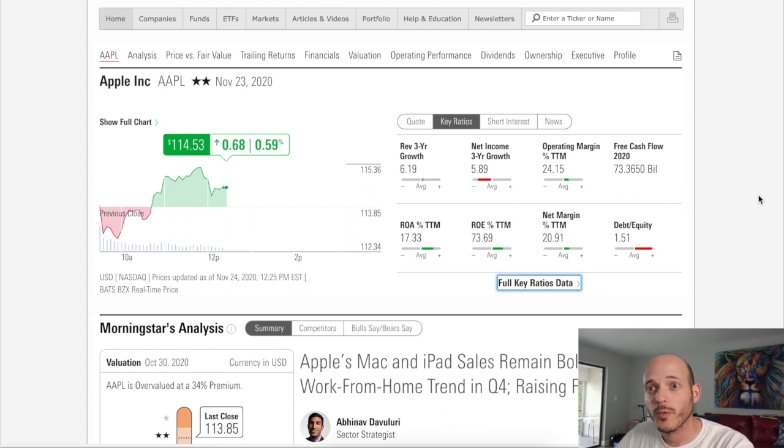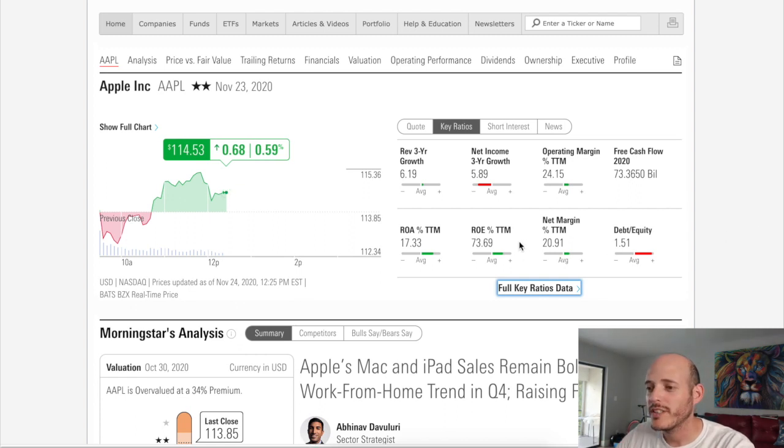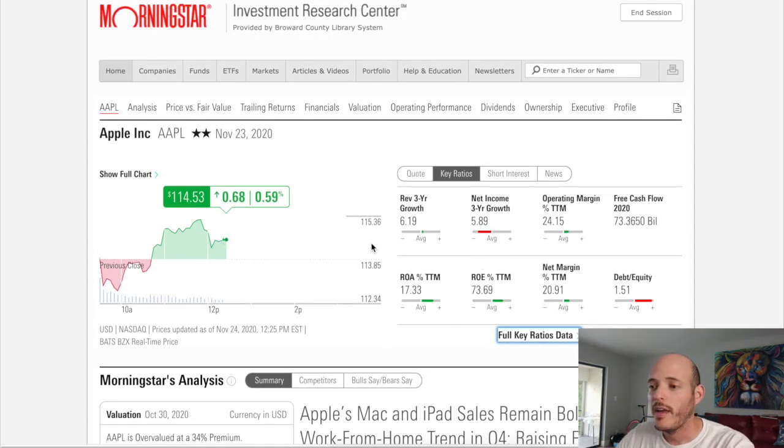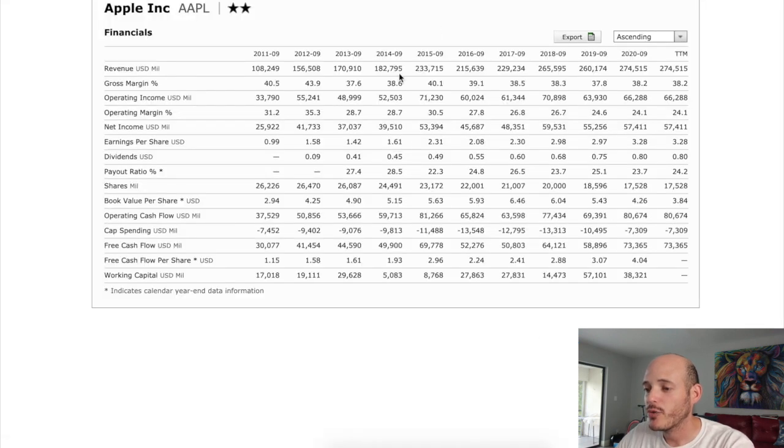Alright, so first off, what you want to do is go to morningstar.com and then type in the ticker symbol AAPL. Once you get into Morningstar, you're going to go here on the right and look for key ratios. In key ratios, you're going to go to full key ratio data. And it's going to open a separate window for you.